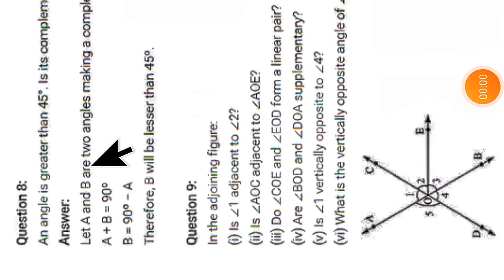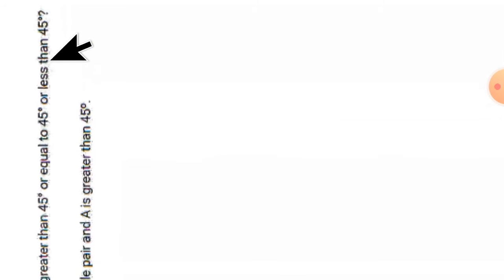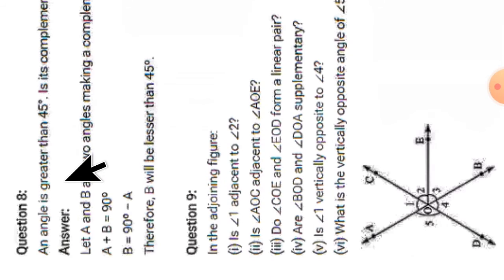Let us see question number 8. An angle is greater than 45 degrees. Is its complementary angle greater than 45 degrees, equal to 45 degrees, or less than 45 degrees? If one angle is 45 degrees, then the other will also be 45 degrees, because the total of the two angles in a complementary pair is 90 degrees. But if one angle is greater than 45 degrees, the other will become lesser than 45 degrees. Then only the total will remain 90 degrees.